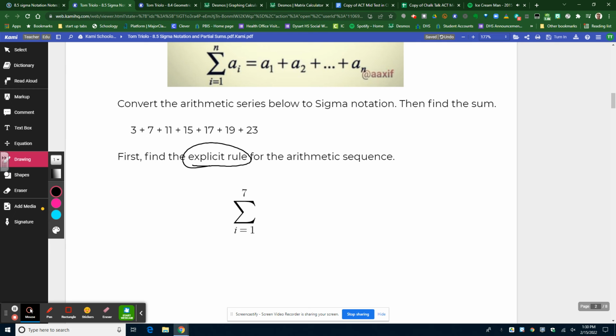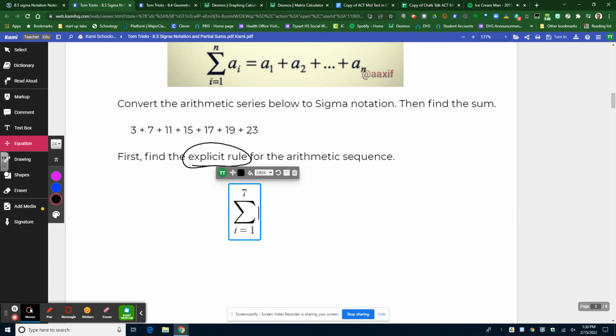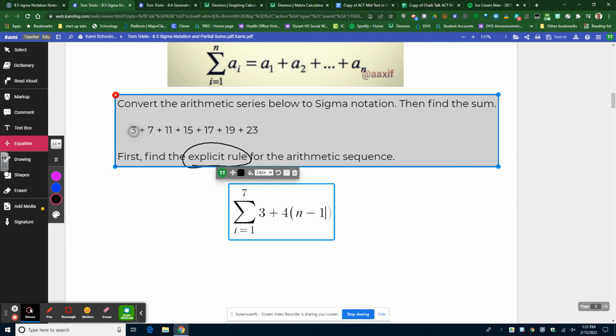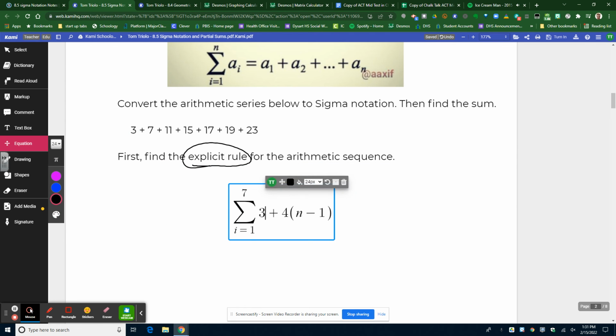So I'm looking over at my arithmetic explicit rule, which we haven't done for a few days. I'm still in my equation. Okay, my first term is 3. What is my common difference from 3 to 7 to 11 to 15 to 19 to 23? 4. So plus 4 times n minus 1. That's it. So this is written differently.